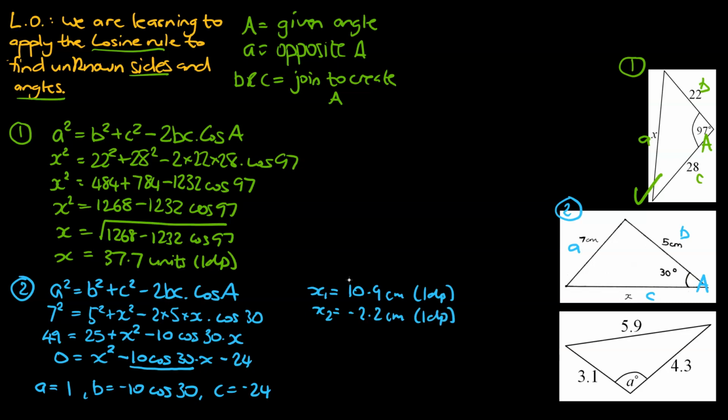And hopefully remember, with quadratics, sometimes there are false answers, and hopefully that last answer is causing us issues because we can't have a negative measurement. So what we're going to be doing is ignoring that. That is a false answer. Therefore, x will be equal to 10.9 centimeters. So hopefully that makes sense.